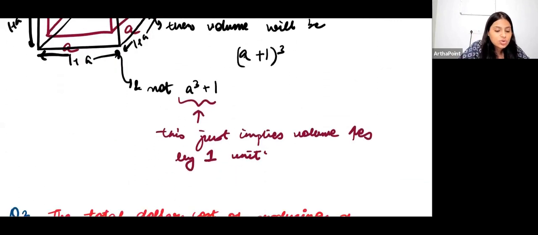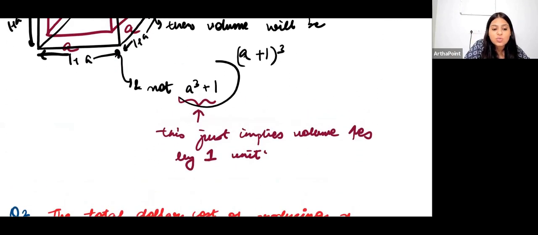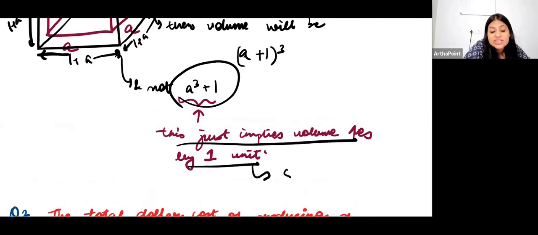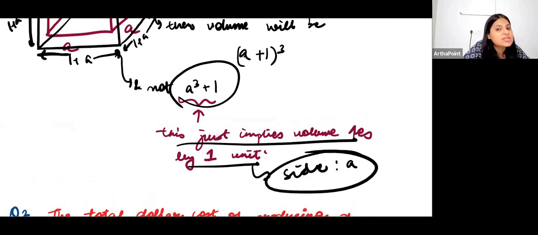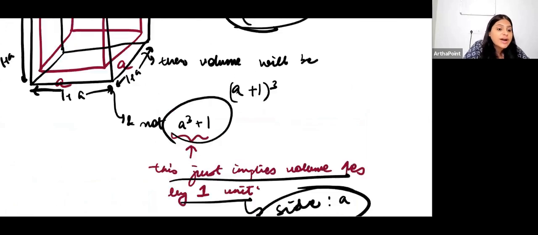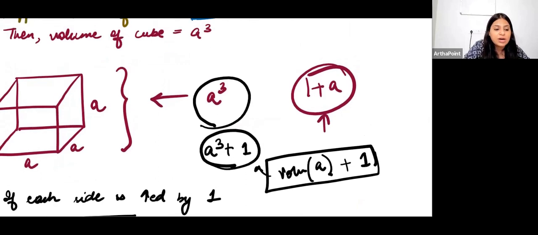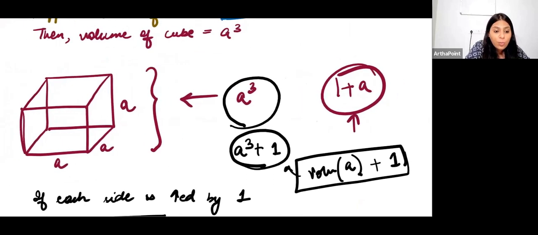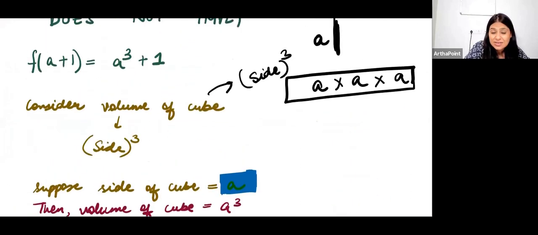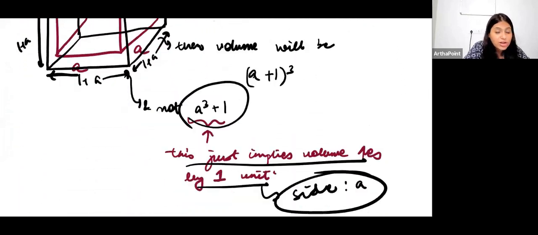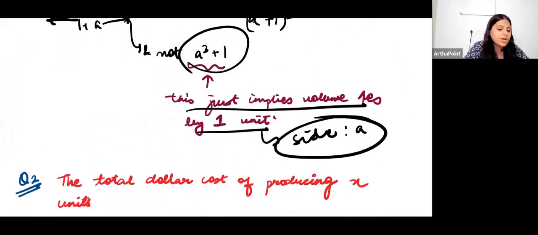Okay. So, A cube plus 1 just implies the volume increasing by 1 unit, but the side is still A and not 1 plus A. So make sure that you put this in the right place. You have to put 1 plus A instead of X. That is important, and not just add 1 to it.